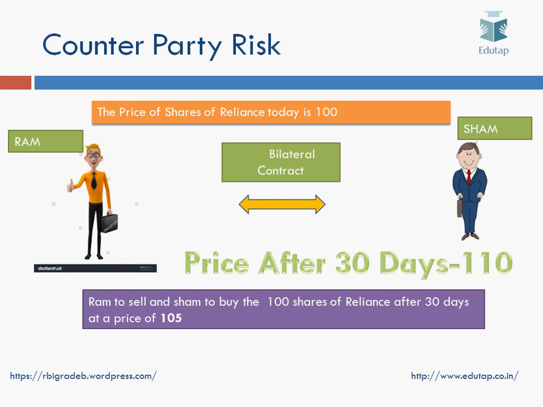So he might get into a greedy situation and might not sell those shares at 105, which means he is not fulfilling his obligation, and as a result he might default on his obligation. So this is called a counterparty risk, that one of the counterparties is not fulfilling the contract.